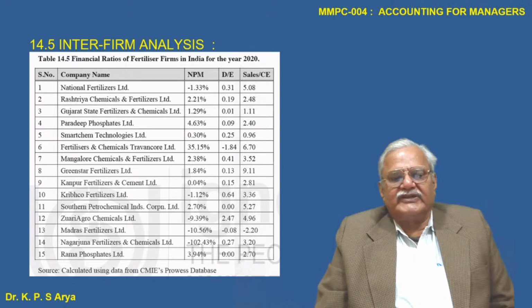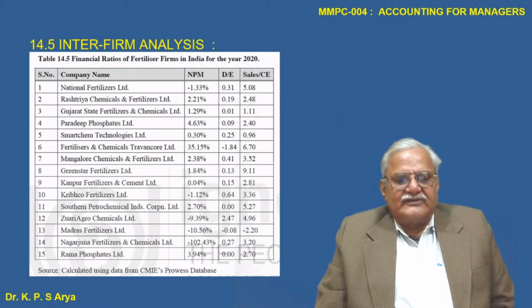0.15 to 0.81, Kripco Fertilizer minus 1.12%, 0.64 and 3.36. Southern Petrochemical Industries Corporation Limited 2.70%, 0 and 5.27. Juari Agro minus 9.39%, 2.47 and 4.96. Madras Fertilizers minus 10.56%, minus 0.08 and minus 2.20. Nagarjun Fertilizers minus 102.43%, 0.27 and 3.2. Rama Phosphates 3.94%, 0 and 2.7. This is calculated using data from the CMIE Prowess database.